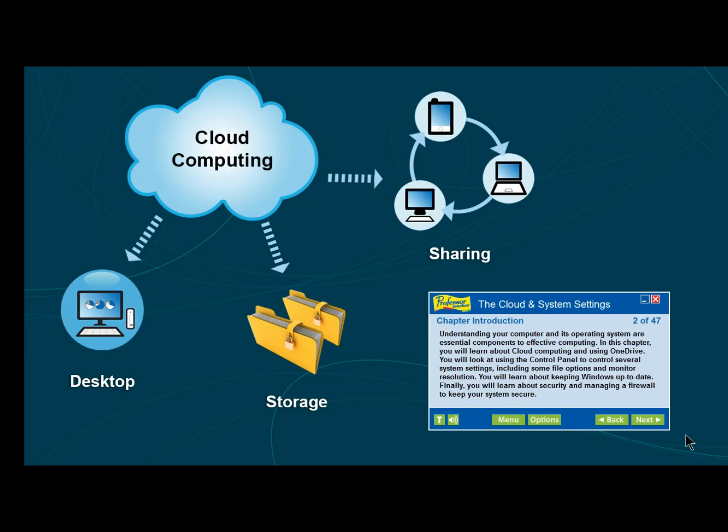Understanding your computer and its operating system are essential components to effective computing. In this chapter, you will learn about cloud computing and using OneDrive. You will look at using the control panel to control several system settings, including some file options and monitor resolution. You will learn about keeping Windows up to date. Finally, you will learn about security and managing a firewall to keep your system secure.